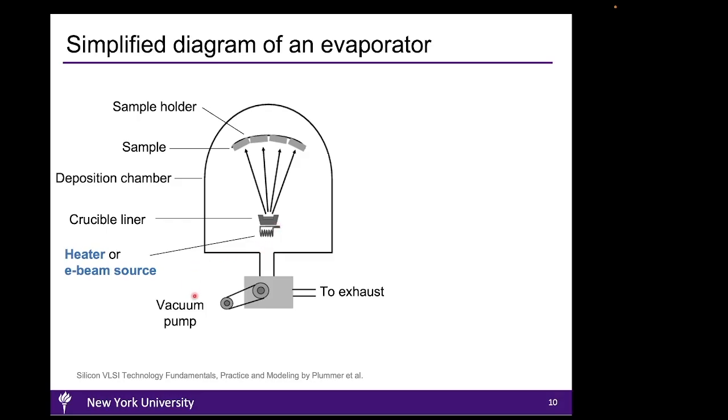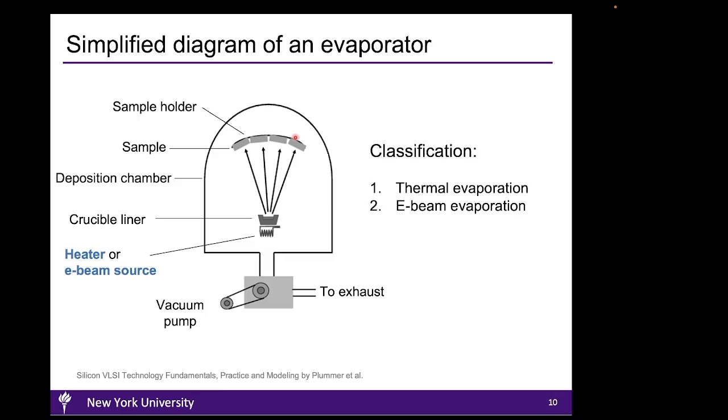The pumping system provides a target vacuum level in the deposition chamber, which is the enclosure in which the evaporation occurs. The heating component vaporizes the target material, which is being held in a crucible liner. A sample holder that holds wafers is positioned at a certain distance from the material source. As we'll explain later in this video, this distance affects the rate of deposition.